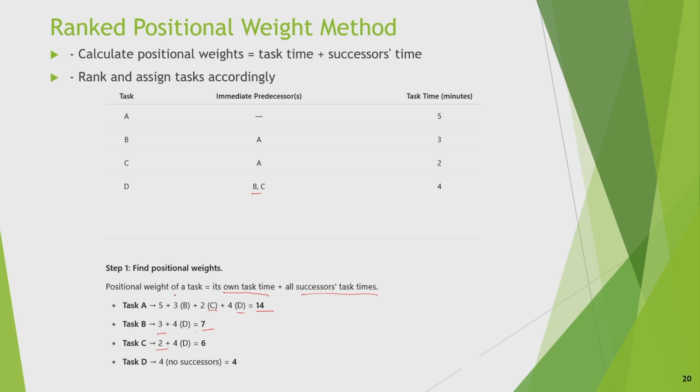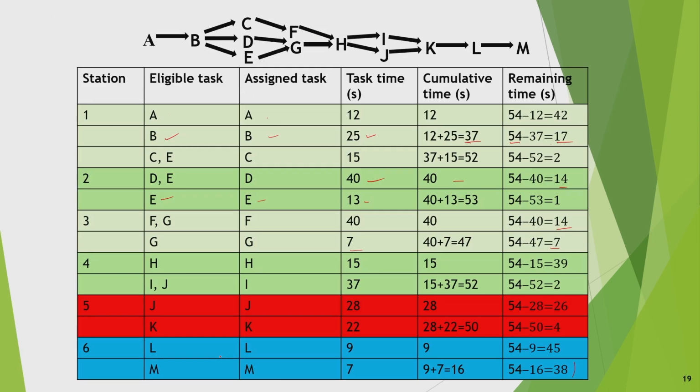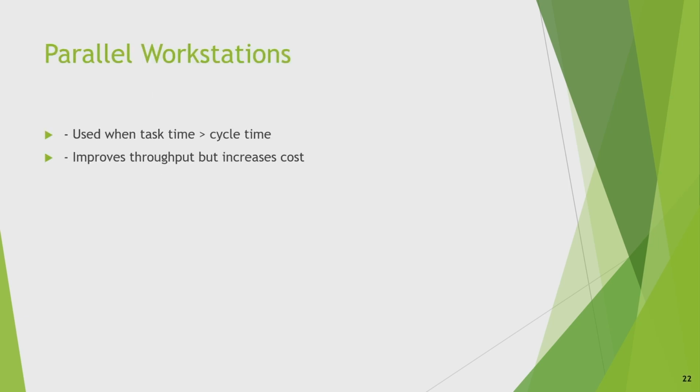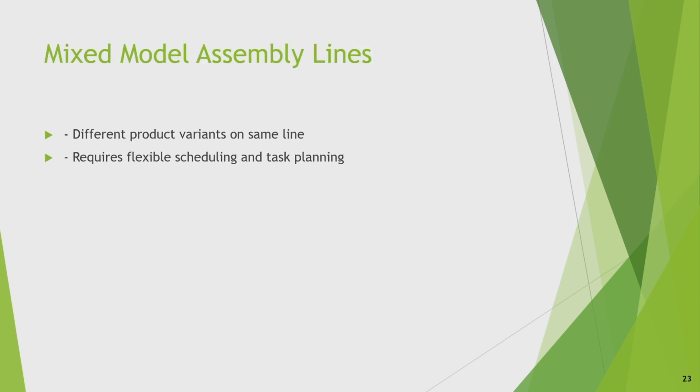Task C also has D ahead, so 2 plus 4 is equal to 6, and task D has no successor, so its positional weight is 4. Therefore task A will have high priority; rank tasks by descending positional weight: task A, task B, task C, and task D, and then assign to workstations if the cycle time is given. Sometimes we make parallel workstations when task time is more than the cycle time. It improves throughput but increases cost.